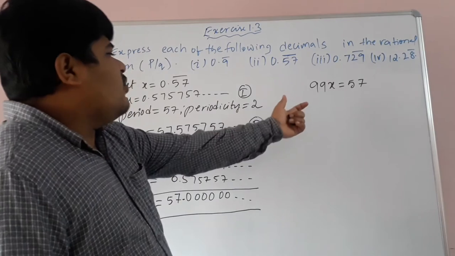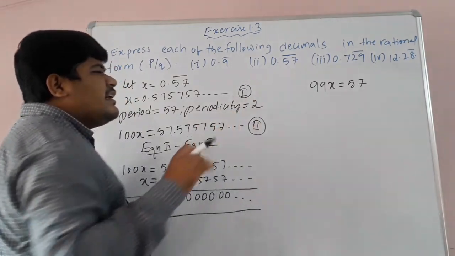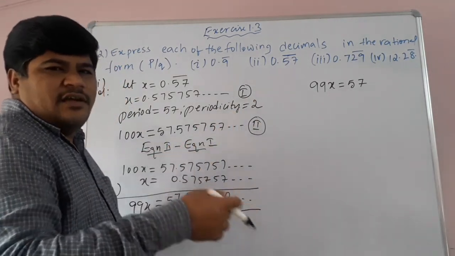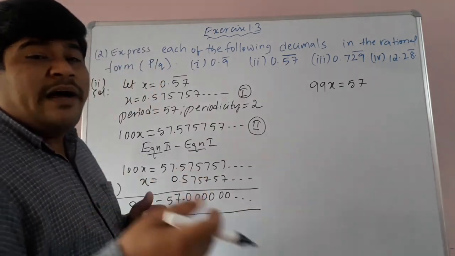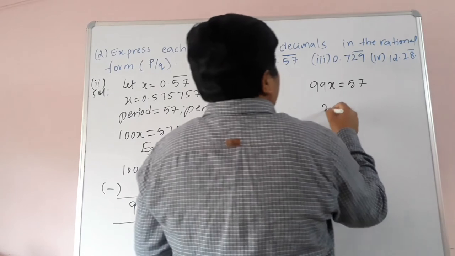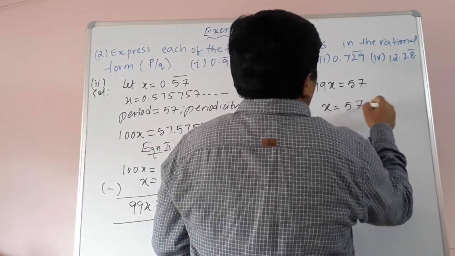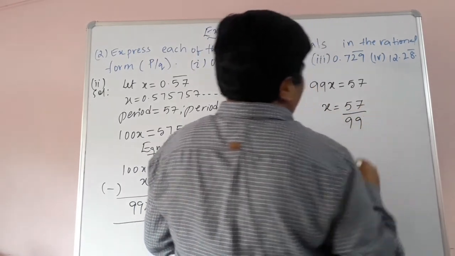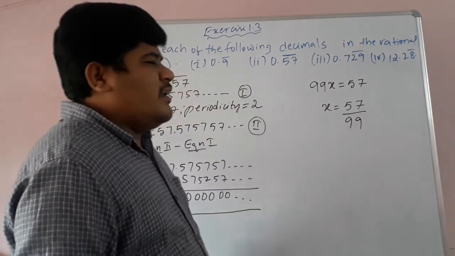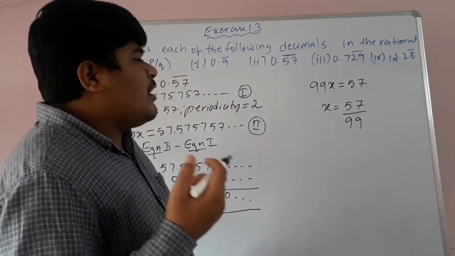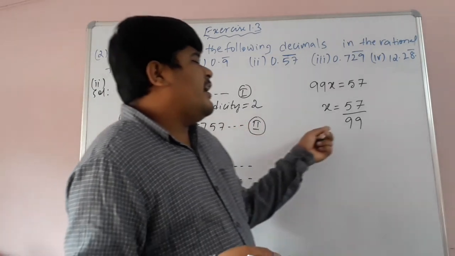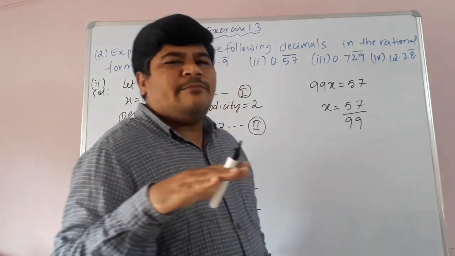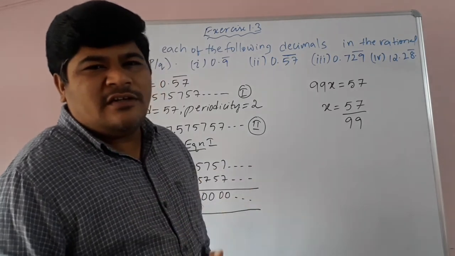Now we need to get the value of x, children. So 99x is nothing but 99 into x. Now we need to transpose that 99 to the right hand side. Then it becomes divided by 99. So children, x is equal to 57 by 99. Now let's check whether any common factors are there or not. 5 plus 7 is 12, 9 plus 9 is 18. Both are multiples of 3, children. So we can reduce it with 3.